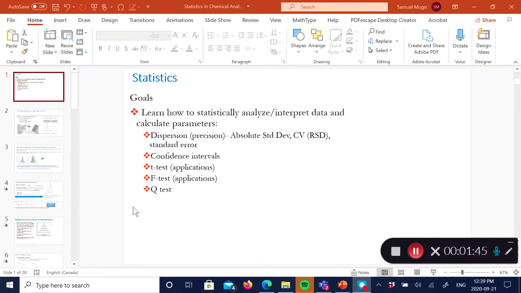And then lastly, we're going to talk about what you do if you suspect one data point or more data points are an outlier, and so they are far from the rest of the data. Do you just ignore them, or what statistical approach do you actually use to reject or keep data that you think is questionable? And that's what we call the Q-test.